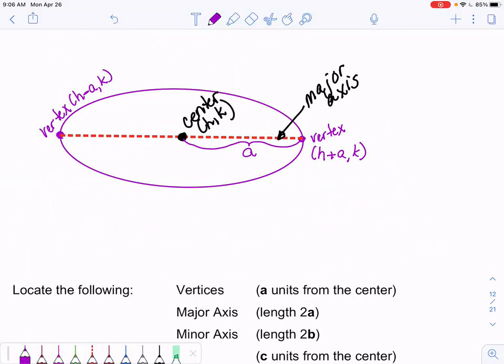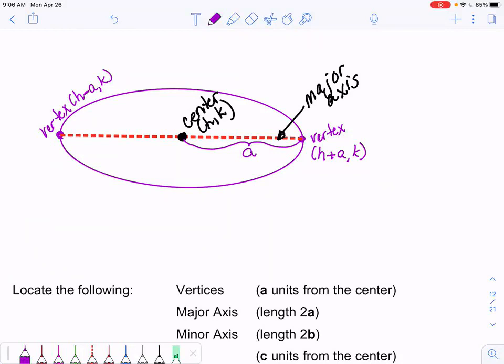It also says that the major axis is 2a, and the reason it's 2a is because a is on the left and the right, so that whole distance would be double a. So the distance of the major axis is that whole distance from vertex to vertex.